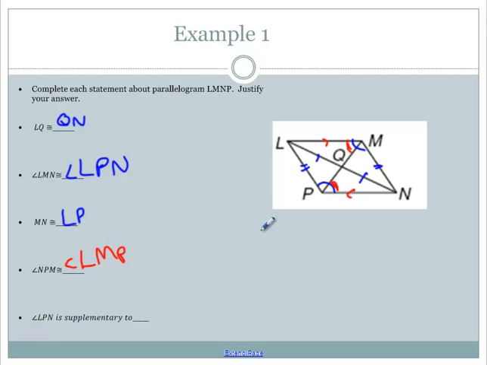And angle LPN is supplementary to, we have a choice of two angles. Because we're talking about this angle here, our two supplementary angles can be here or here. I'm going to use this top corner, MLP.